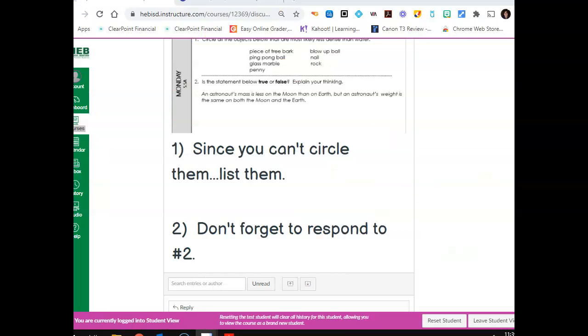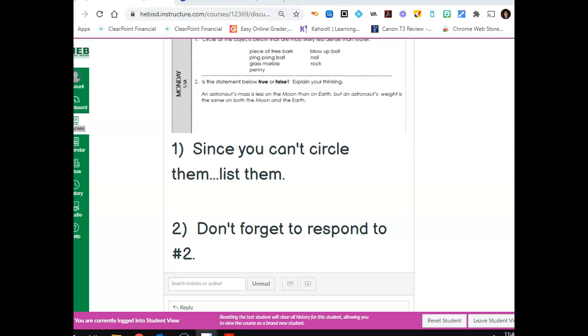Let's see if we can identify what floats. Chase: a blow-up ball. Okay. Anything else? Tatum: a ping pong ball. What else? Rylan: and a piece of tree bark.